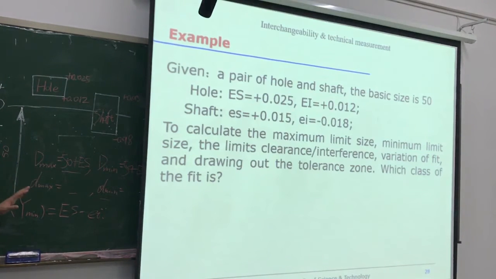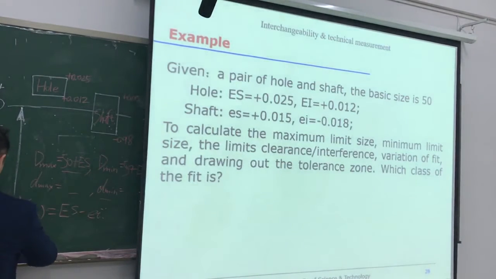In fact, you don't have to remember it. You just look at this picture. It asks you to calculate the maximum clearance. So where is the maximum clearance? You can just see it from this picture. How to get the maximum clearance? We take the biggest hole and the minimum shaft, right? That's the capital ES minus lowercase ei. That's the calculation of the maximum clearance.